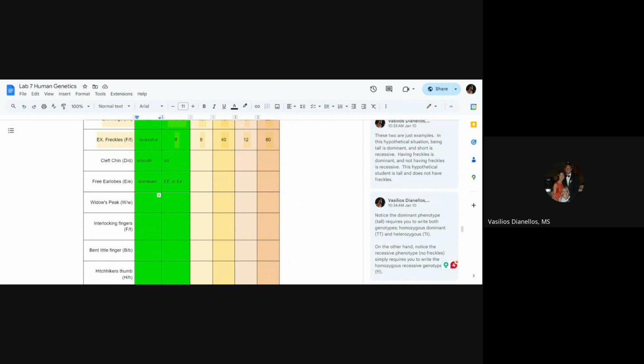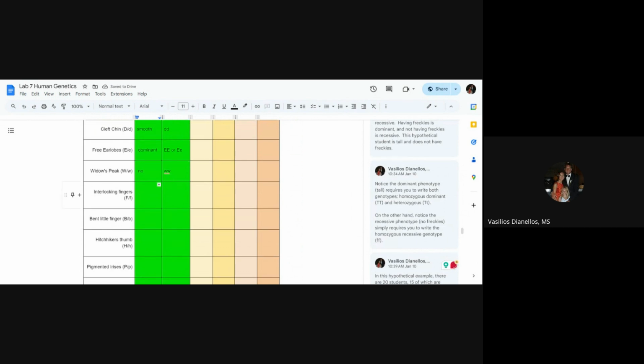How about widow's peak? Do you have that or not? I don't. So in this case, I'm going to put no, or I could put recessive. Actually, yeah, because recessive means you don't have it. So again, because it's recessive, you're little w, little w.